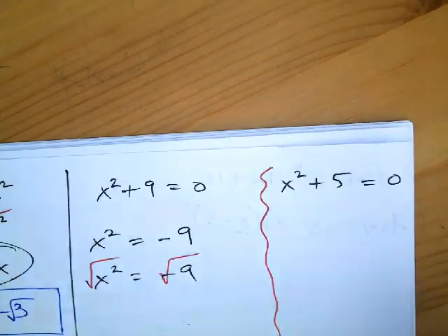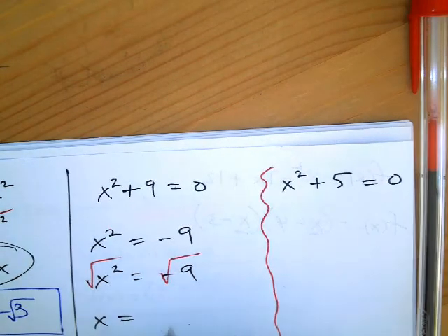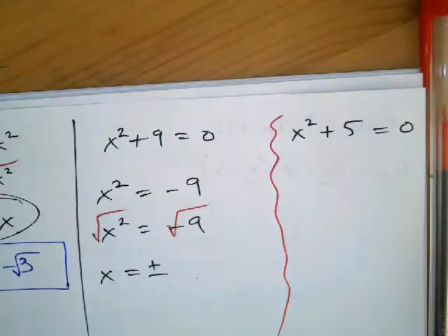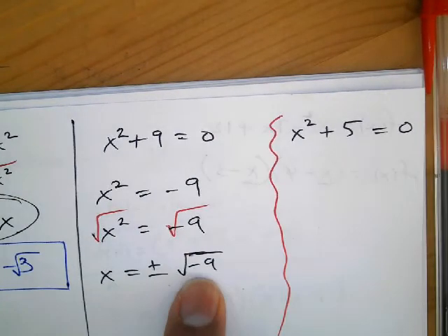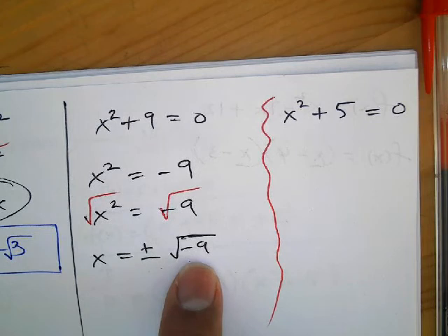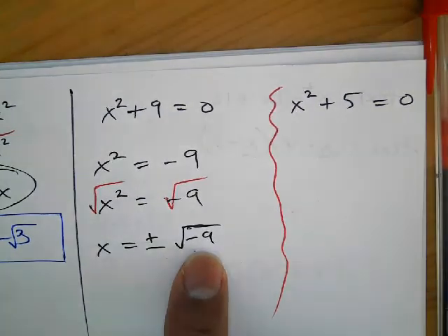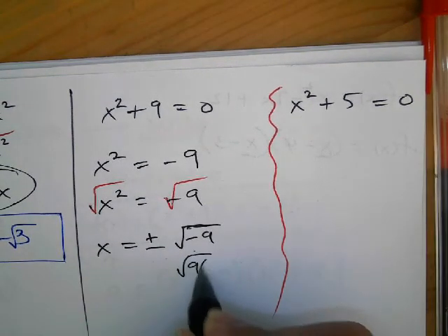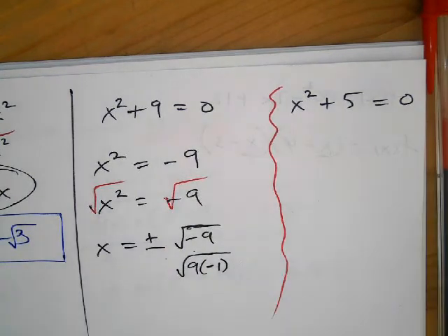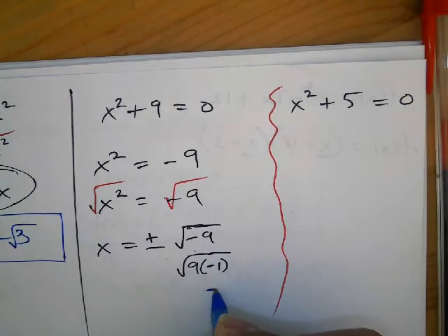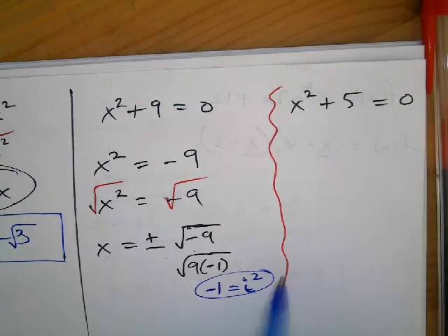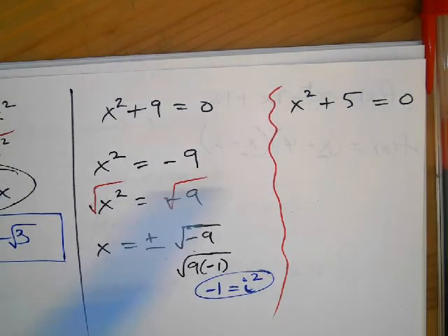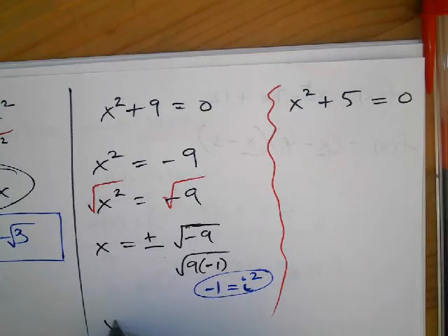I square root both sides. Again, don't skip steps. I square root. And remember, this becomes x. And remember to put plus minus. And then you got that negative 9. And remember that negative 9, that's like a 9 times a negative 1. But what's the key thing that we learned? That negative 1 is equal to i squared, or sometimes they'll write it the other way. i squared is equal to negative 1. So pretty much that negative 1, you change it to an i squared.